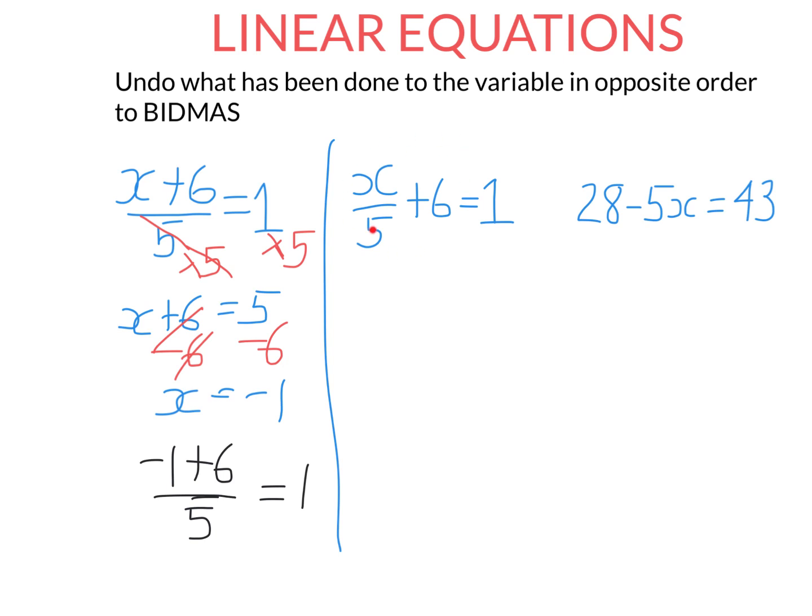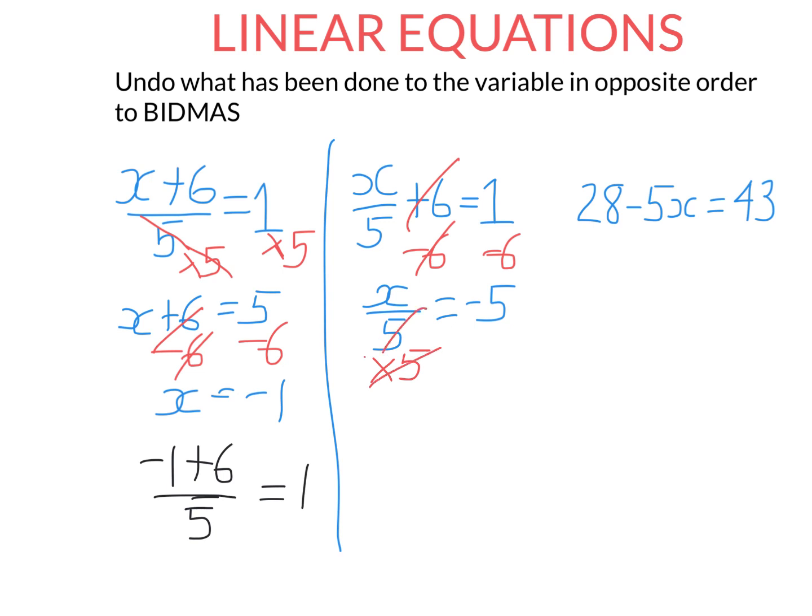So in this one, because I divided by 5, then added 6, adding 6 is the last thing that I did. So it's the first thing I undo. I'm going to undo adding 6 by subtracting 6 from both sides, because adding 6 and subtracting 6 cancel each other out. So on the left-hand side, I'm just left with my x over 5, x divided by 5. On the right-hand side, I've got 1 subtract 6, which is negative 5. So now I need to undo dividing by 5. This fraction line means divide. And the way I do that is by multiplying each side by 5.